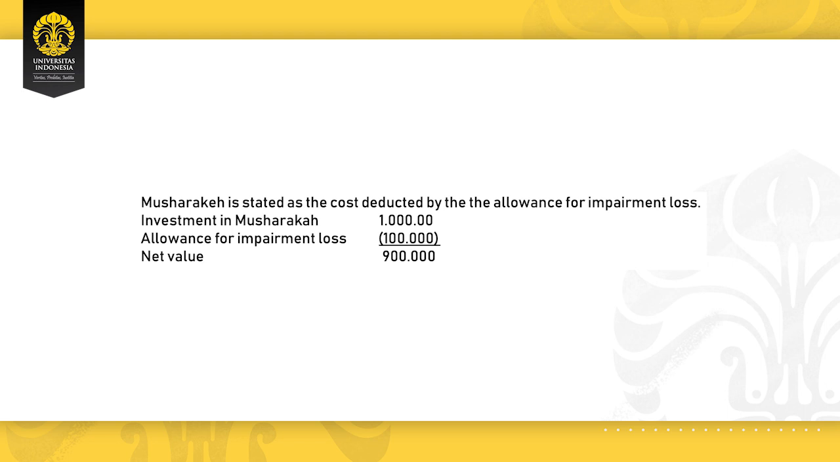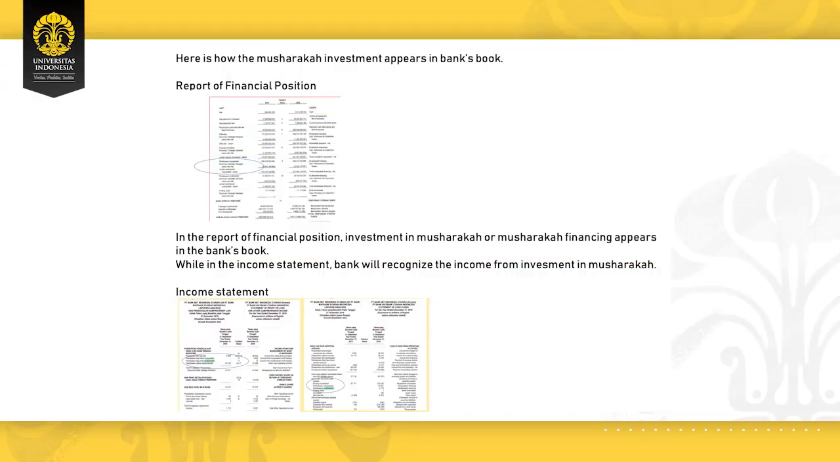Musharakah is stated as the cost deducted by the allowance for the impairment loss. So investment in Musharakah will be deducted by the allowance for impairment loss. Then we will get the net value as seen in the figure. Here is how the Musharakah investment appears in the bank's book.